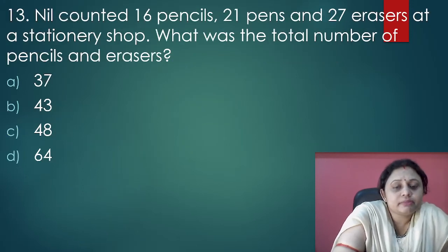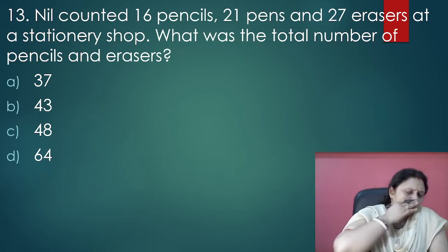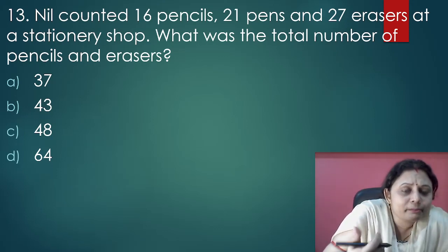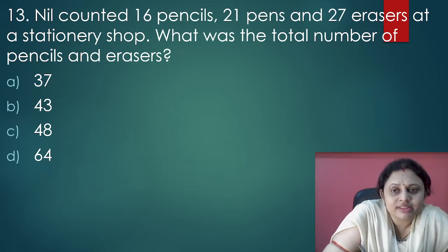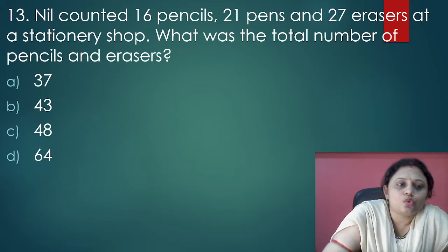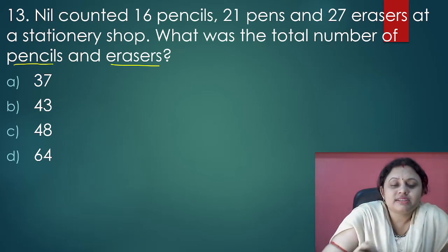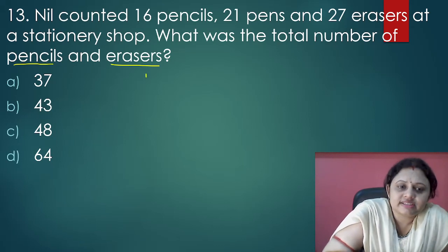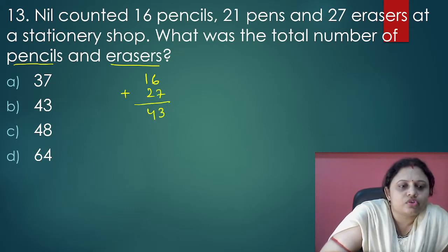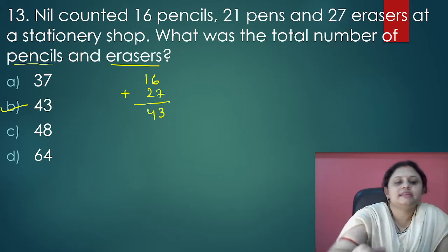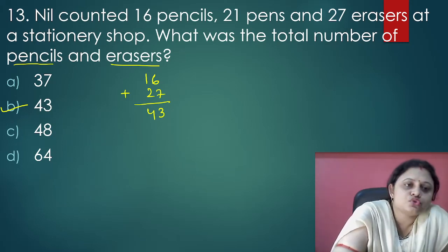Neil counted 16 pencils, 21 pens and 27 erasers at a stationery shop. What was the total number of pencils and erasers? In a hurry, you may add all the numbers, but remember one thing, you need not add all the numbers. You are asked the total number of pencils and erasers. You know it very well, but it may go wrong when you are in a hurry. So number of pencils 16 plus number of erasers 27, that is equal to 43. So what is the correct option? That is option B, 43. Okay, next question.